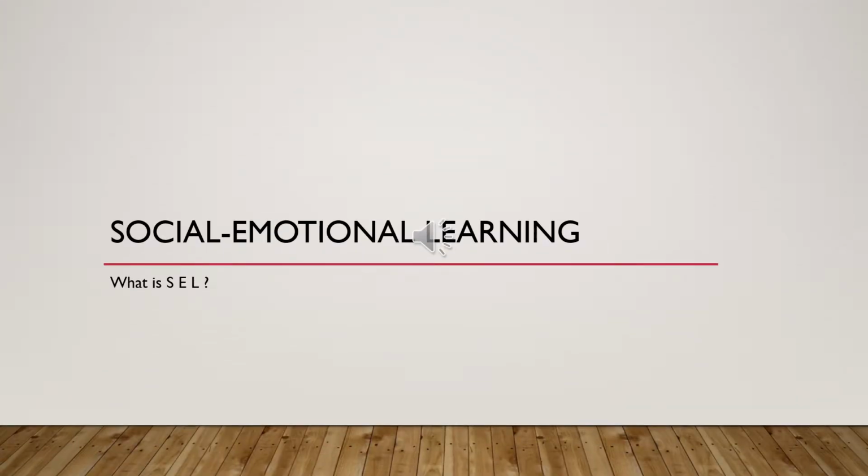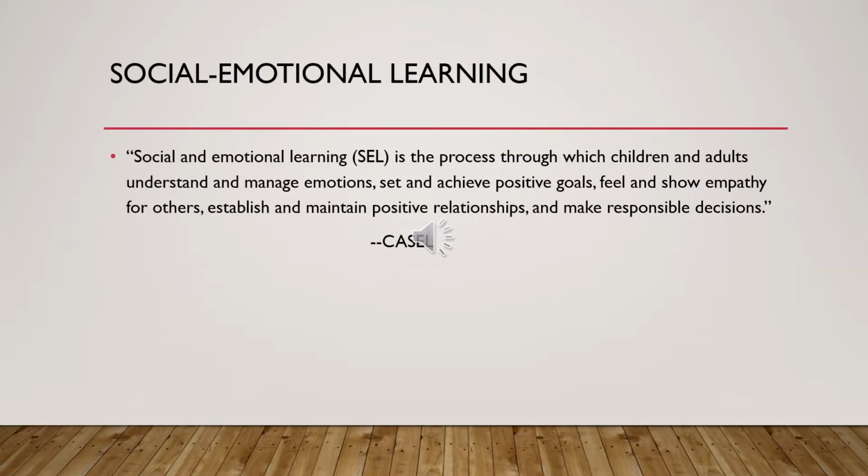To begin, what is social and emotional learning? Social and emotional learning, or SEL, is a process through which children and adults understand and manage emotions, set and achieve positive goals, feel and show empathy for others, establish and maintain positive relationships, and make responsible decisions.